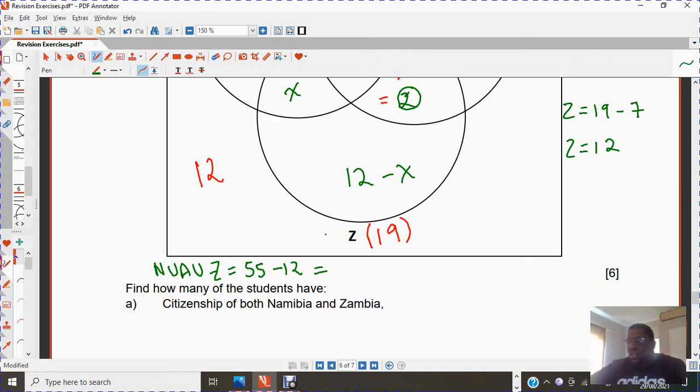And I hope that you understand why I say 55 minus 12, because the 12 that you have there are the ones that are not having citizenship of any of these three countries. So the union of Namibia, Angola, and Zambia should be 43. So what does that mean? Well, I'm just going to bring it in here.